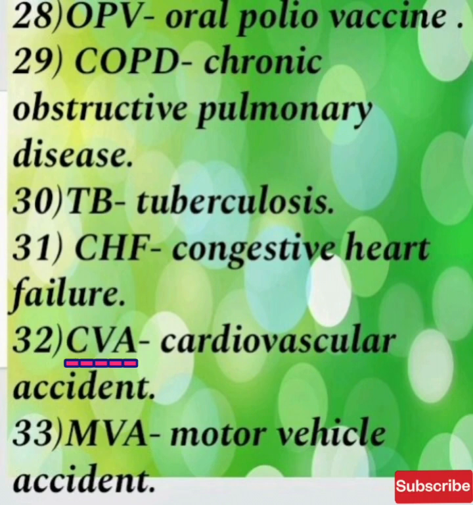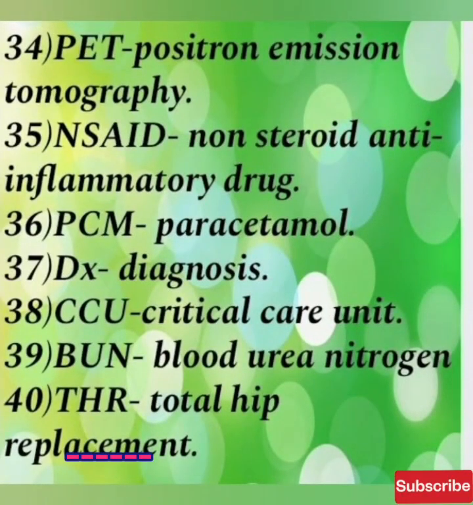Next is MVA, which stands for motor vehicle accident. These include accidents which happen during vehicle riding, or it can also be called RTA, that is road traffic accidents. Next is PET, which stands for positron emission tomography. It is a method which helps to reveal how your tissues and organs are functioning. It also helps to detect the early signs of cancer, any heart disease or any brain disorder.